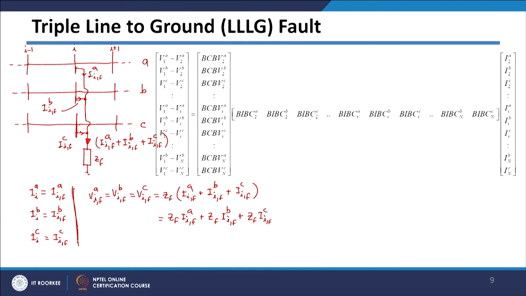So the general matrix of direct approach we have already seen: it is rows of BCBVs and columns of BIBCs, and what we did earlier is we just replaced the current values on the right hand side and the fault voltage values of faulted buses on the left hand side. So basically we have changed this and we have changed this here. So let us see what change will happen.